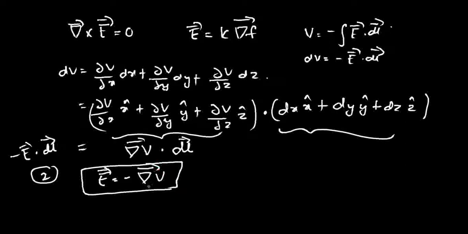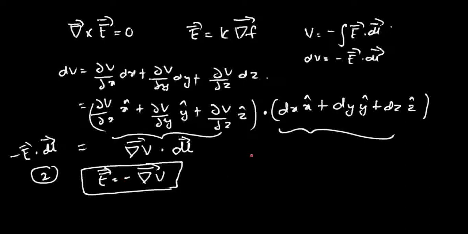So if the scalar potential V of xyz is, say for example, given as 50x square plus 50y square plus 50z square volts, and in the examination they ask you to find out the electric field, then use the relation E is equal to minus del V. Depending on the coordinate system, whether it is Cartesian or cylindrical or spherical, you have to find out the gradient and put a minus. That will give you the electric field E bar.